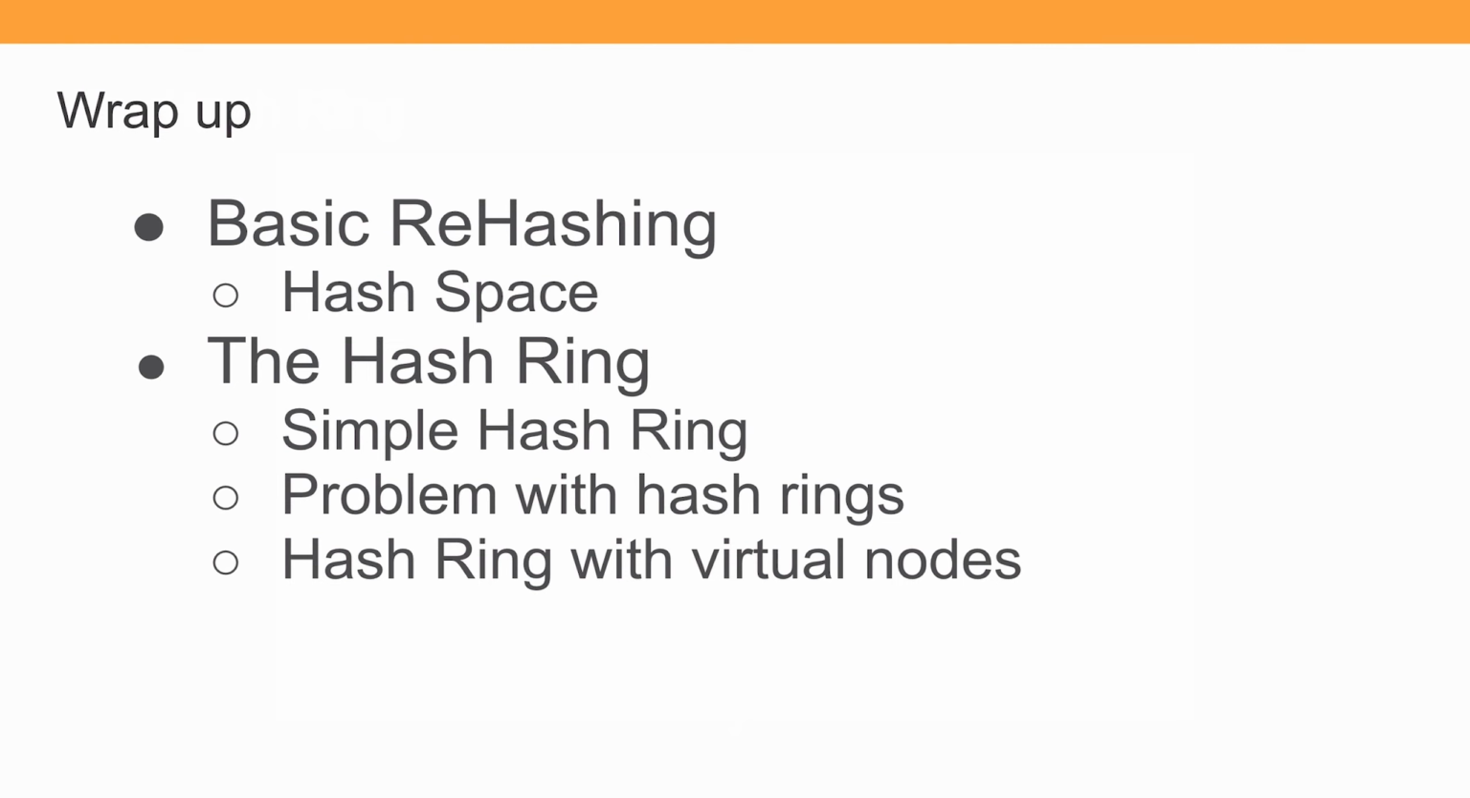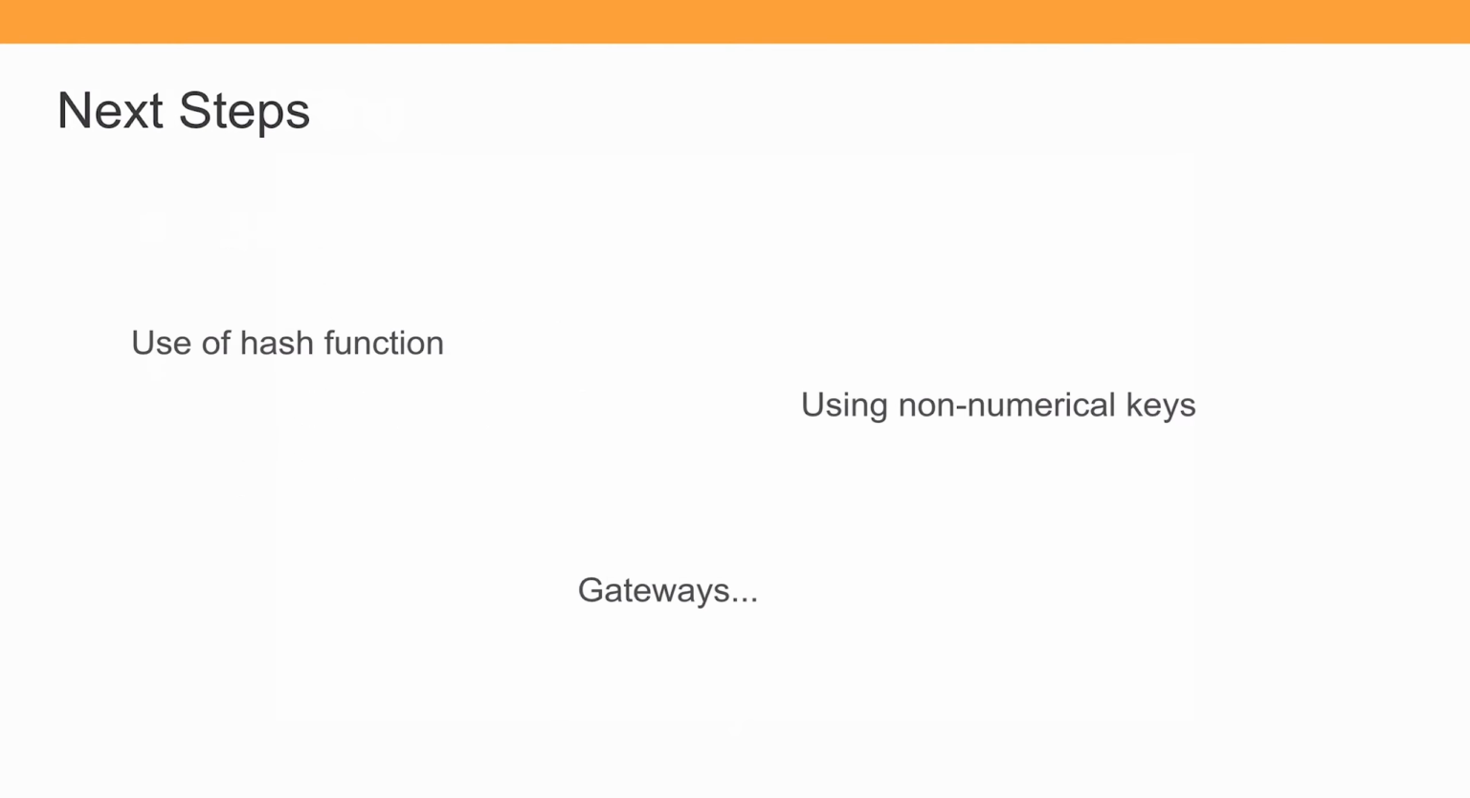So in this video, we learned what basic rehashing is, what hash space is, and how we create a hash ring using the hash space. And we found out there are a couple of problems with hash rings, like uneven distribution of load, that can be solved by introducing virtual nodes on the ring. From here I would suggest that you explore the use of hash functions: what will happen if we use non-numerical keys for a hash function, and how gateways use hash functions or consistent hashing in their design.